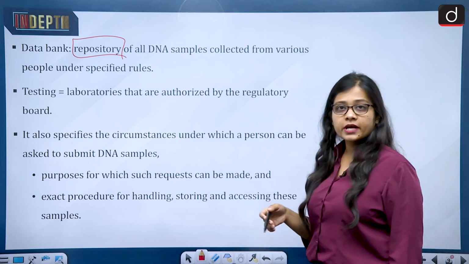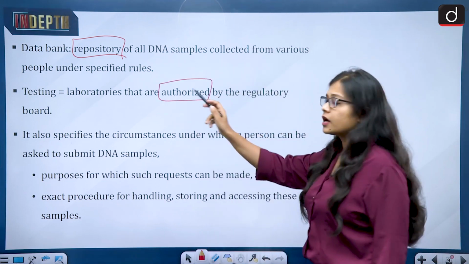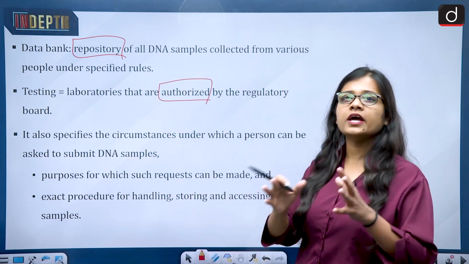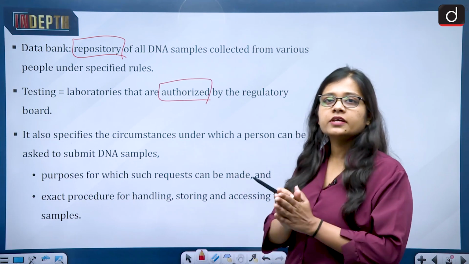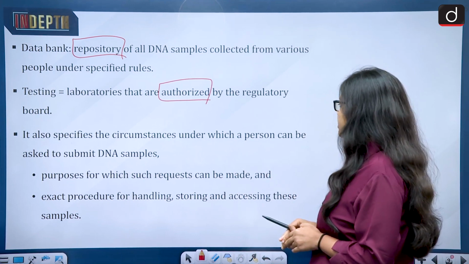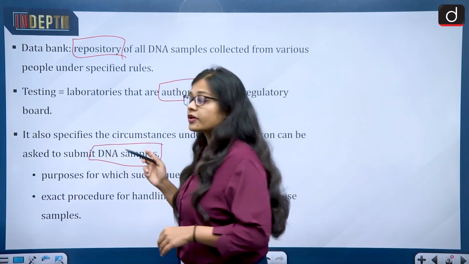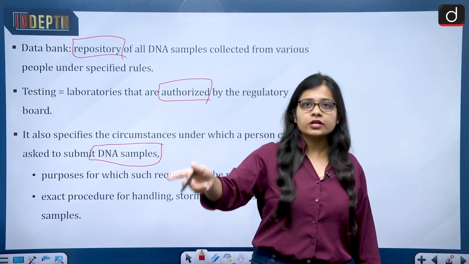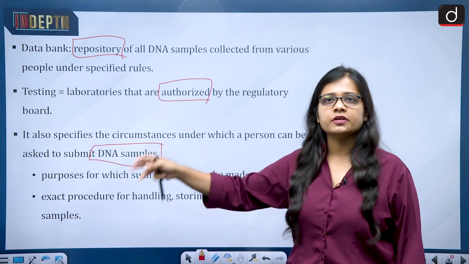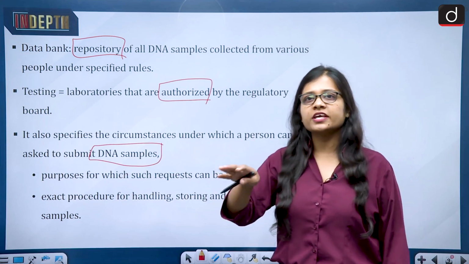And then testing will be done at the laboratories which will be authorized by the regulatory board. Only at laboratories which have been given authorization by the regulatory board. It is not that any person can go anywhere and the testing can be done. No, that will not be the case. And it also specifies the circumstances under which a person can be asked to submit DNA samples, because on every single occasion anyone cannot ask a person to give his or her DNA samples. Those are specific circumstances under which the person would be asked to give his or her DNA samples.